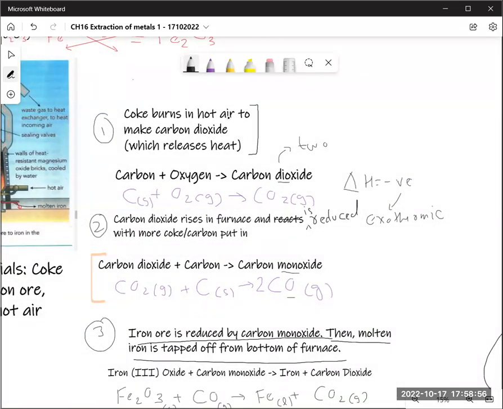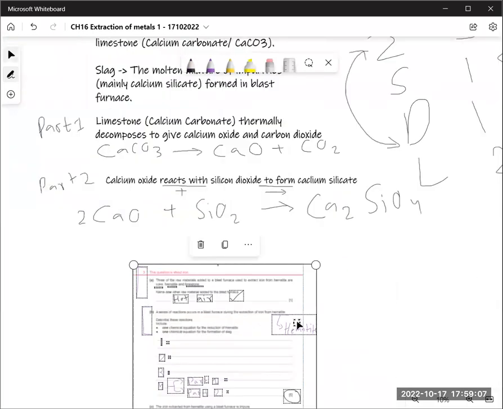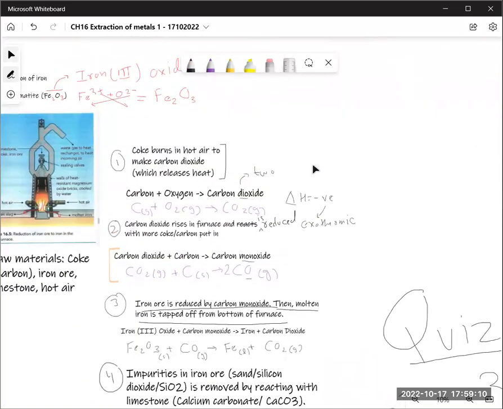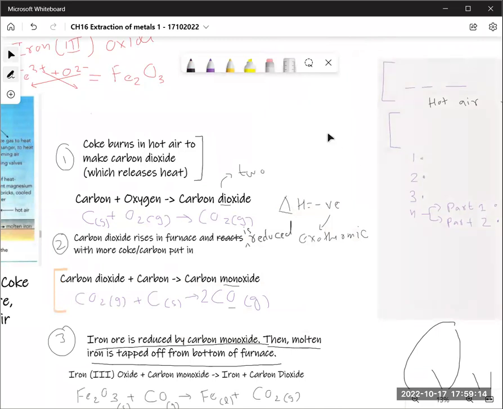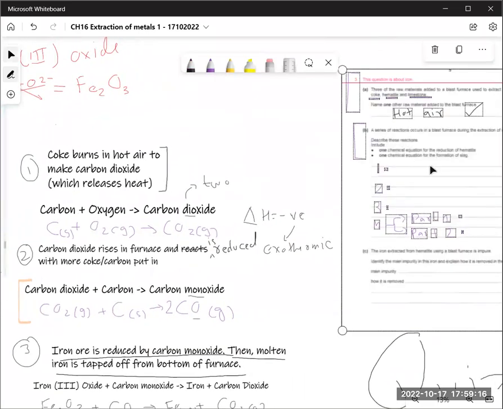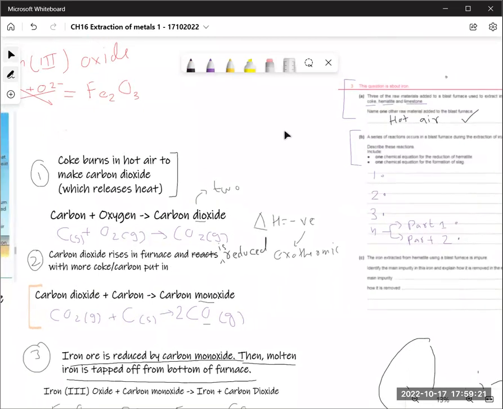Zahra done. Safa rewriting done. Take your time. While the rest of you, look at this question. In the question, they're asking us, give the reactions taking place in the extraction of iron. Now, all we have to do is write these steps.